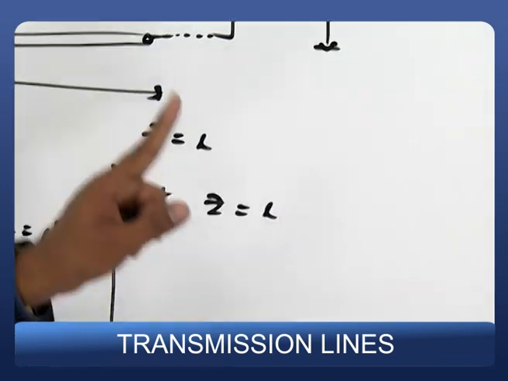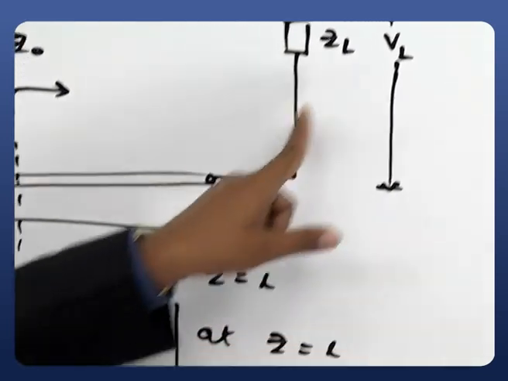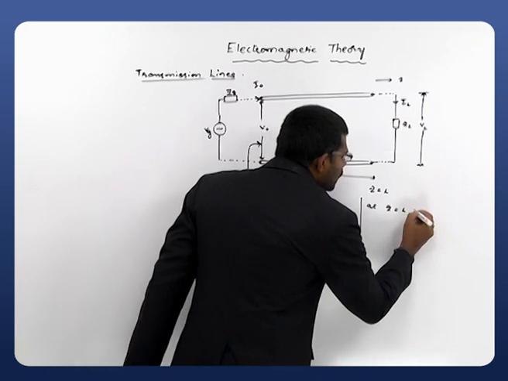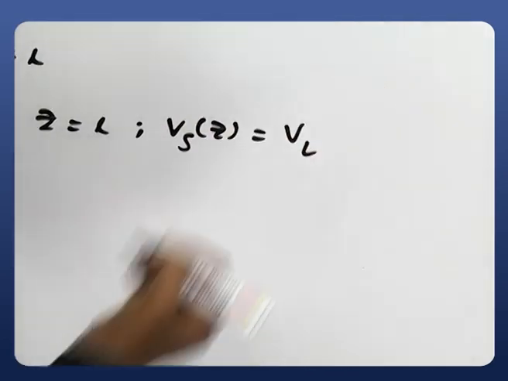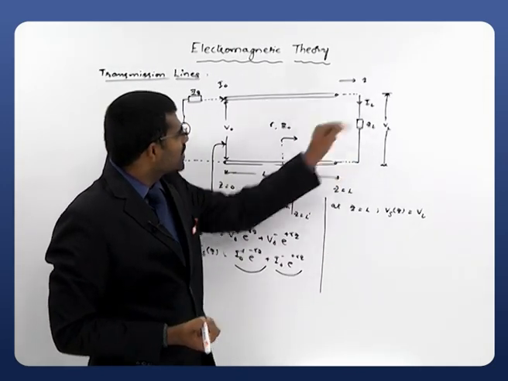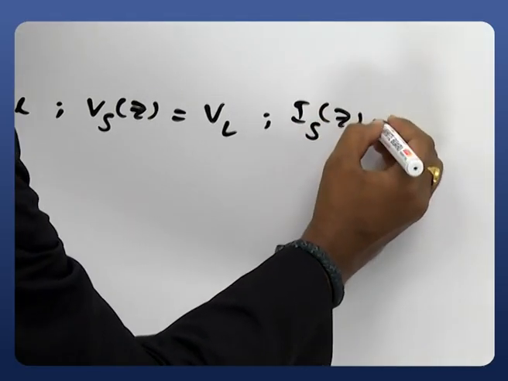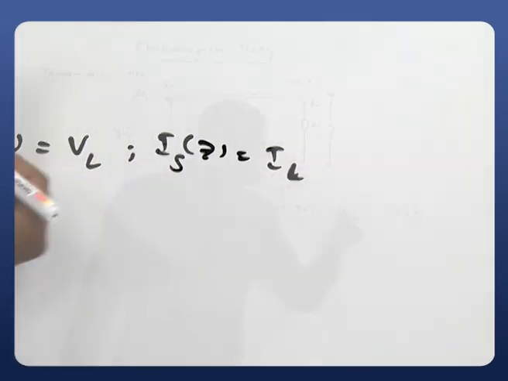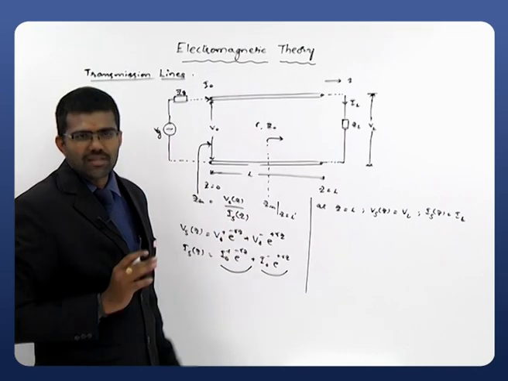At z is equal to L, what is the voltage across this particular load? That is, at z is equal to L, the voltage across this one is VL. So clearly you can take Vs(z), the voltage at that particular location, as VL. Similarly, at z is equal to L, what is the current? IL. Is(z) can be taken as IL. Now I will consider these two parameters and substitute z is equal to L here and simplify it, right?